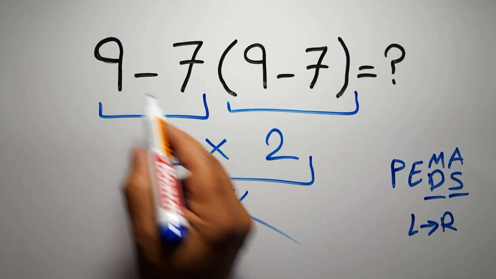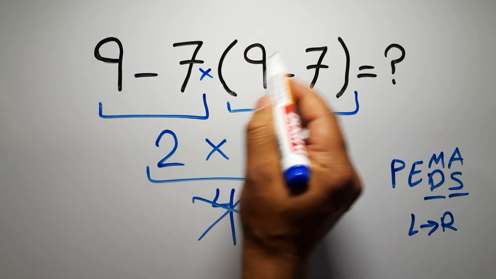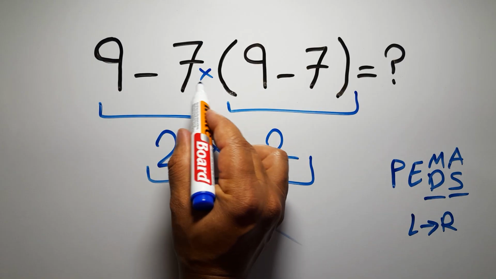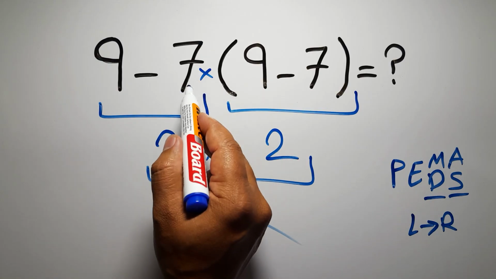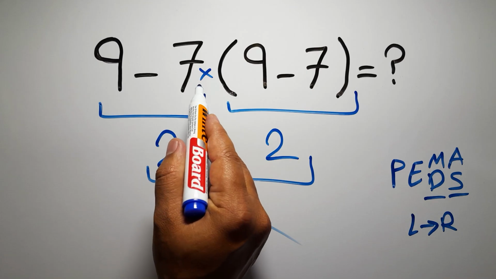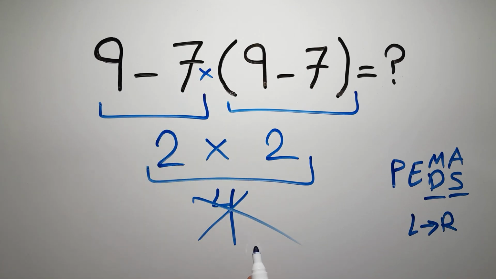In this expression, we have one subtraction, one multiplication, and one parenthesis. Inside this parenthesis, we have one subtraction. Here we have a multiplication because in mathematics, when a number is placed next to parentheses, it means multiplication, and we usually don't write the multiplication sign for brevity.